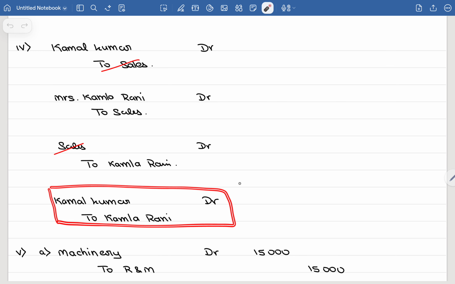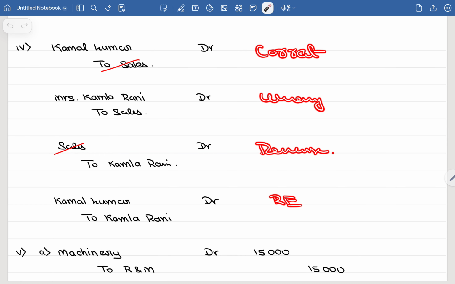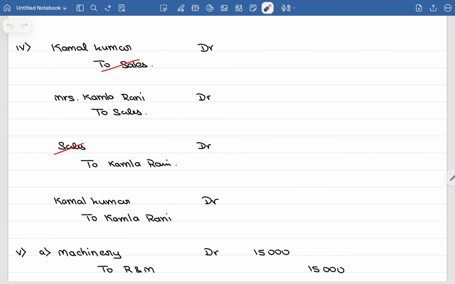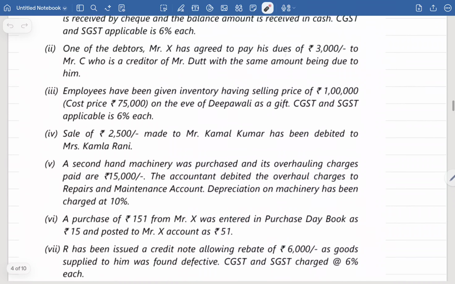This entry you have to write in the examination as the rectification entry. To arrive at this rectification entry, you have to follow steps. First one is the correct entry, second one is the wrong entry, third one is reversing the wrong entry, then the fourth entry will be the rectification entry, that is 1 plus 3. These steps we have to follow, right? So your ultimate answer is Kamal Kumar account debited to Kamla Rani. This is your entry number 4, an easy one.